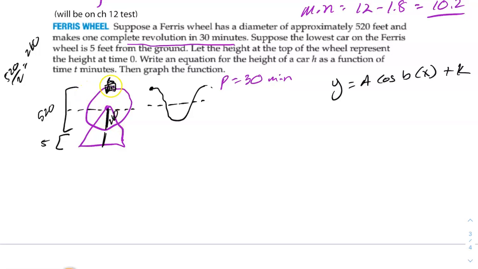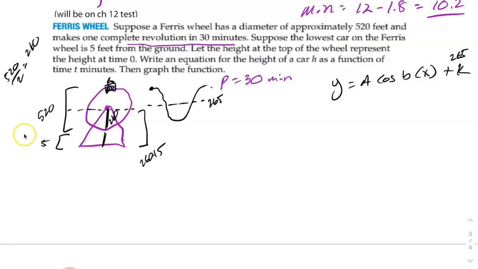Right, so go 260 up, 260 down. It's just the radius of the circle. Plus though, since I'm trying to find the middle, plus this part right here, plus the little bottom. So 265. That's how high up it is. So from here to here is 260 plus 5. So that's my K.